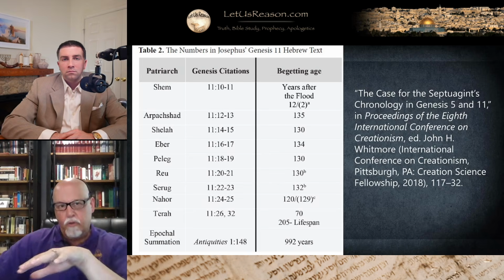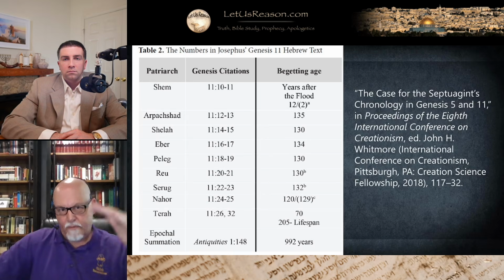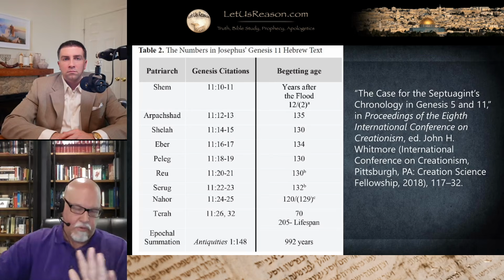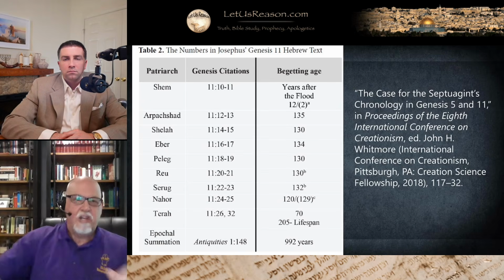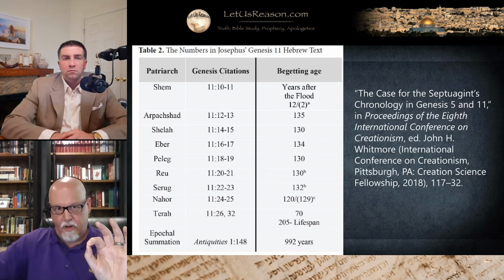In my article for the ICC, I work off of Thackeray's work, with a couple of small modifications of my own, but largely I draw on Thackeray. His arguments to me are airtight, the way that they read. Longer chronology, Josephus translated it, and you can also see it in the names of the patriarchs.